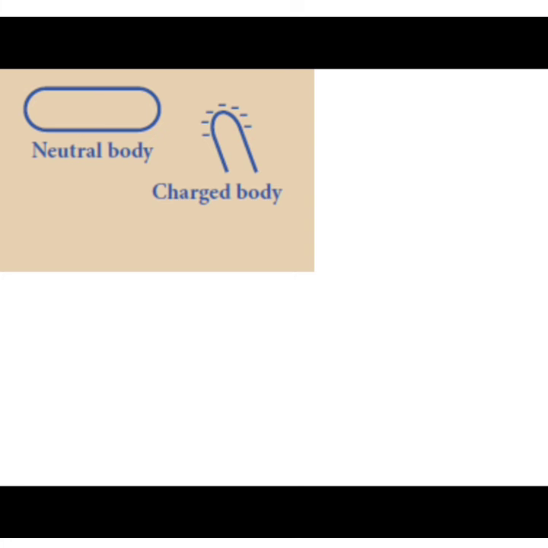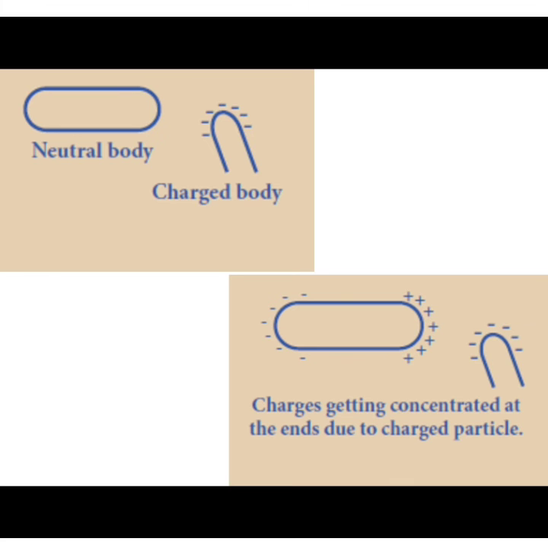Bring a negatively charged plastic rod near a neutral rod. When the negatively charged plastic rod is brought close to the neutral rod, the free electrons move away due to repulsion and start piling up at the farther end. The near end becomes positively charged due to a deficit of electrons.